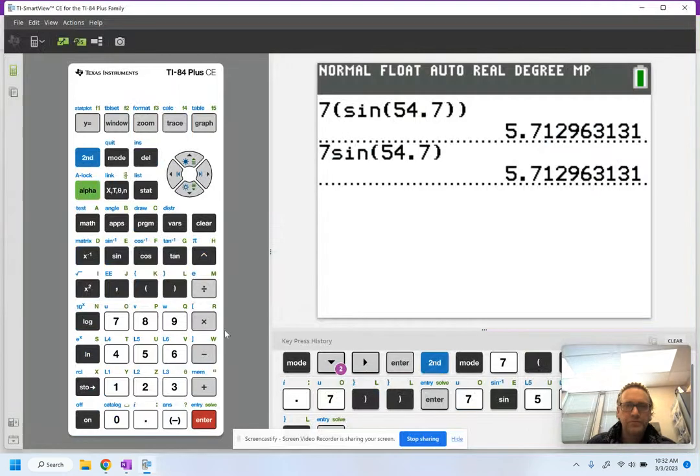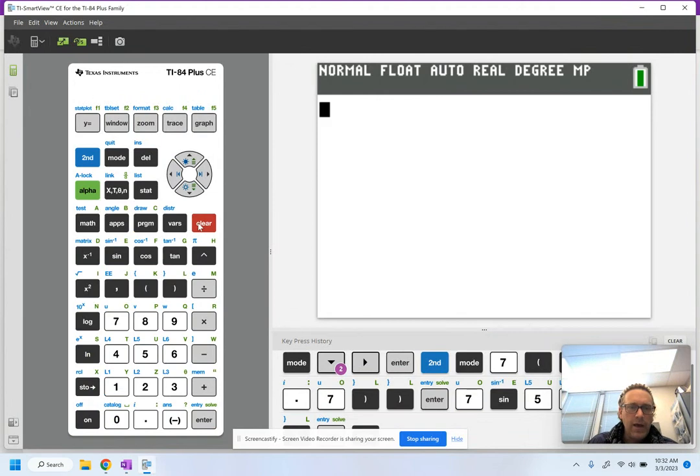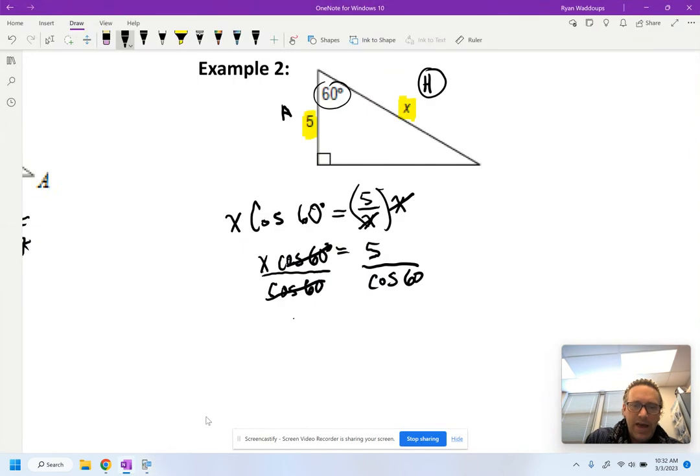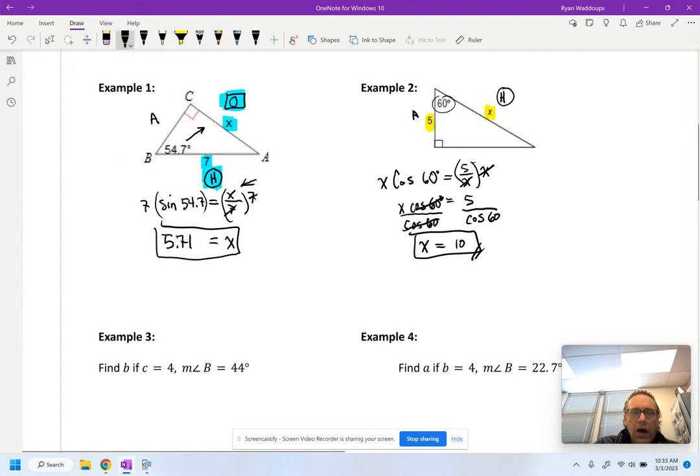So I go over to the calculator, and I take 5 divided by the cosine of 60 degrees, close the parentheses, and I hit enter, and I get 10. X then is equal to 10. And that would be our answer here.